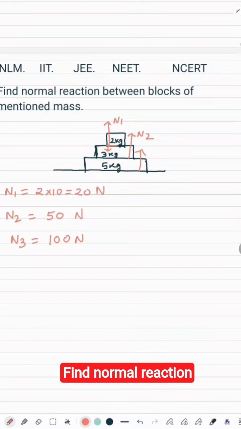This is how we do the questions when blocks are placed on one another. This we have discussed in the previous example also, that when we are placing the box, when I talk about the first surface, it will have one normal reaction and one weight. But when I talk about this second surface, it will have two normal reactions. The normal reaction N1 will act downwards also, and it will be equal to the weight of the first block. So this is how we can do all the questions no matter how many blocks are placed on one another.